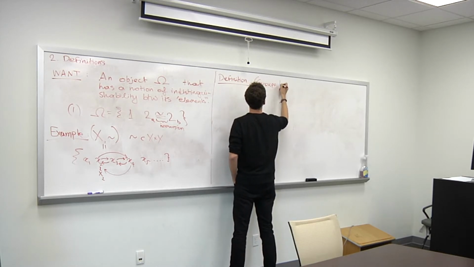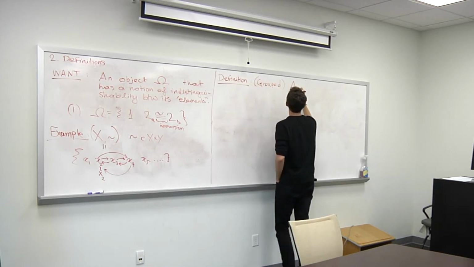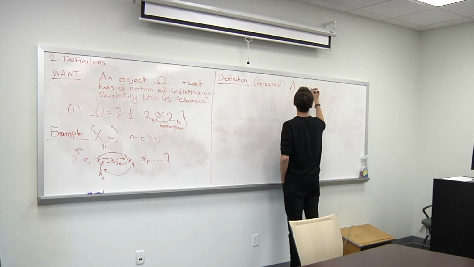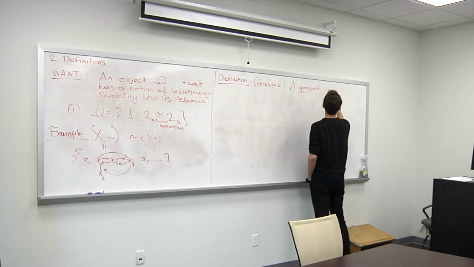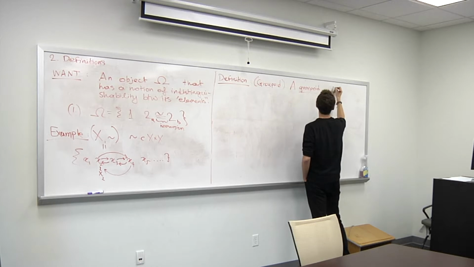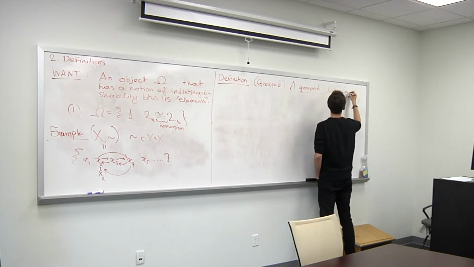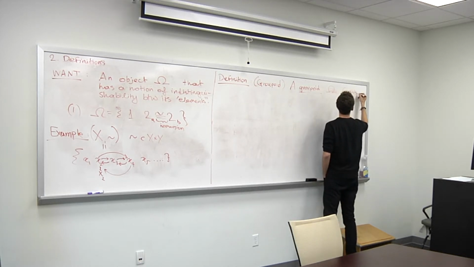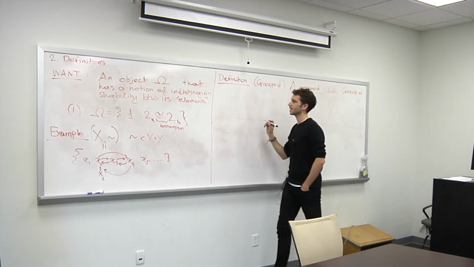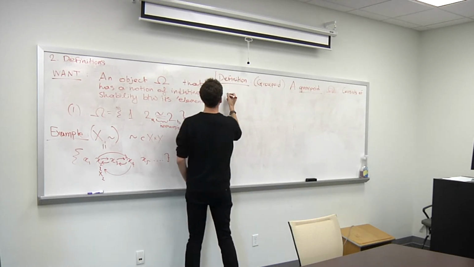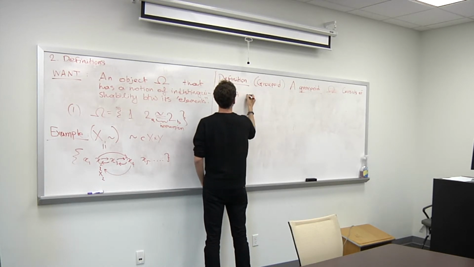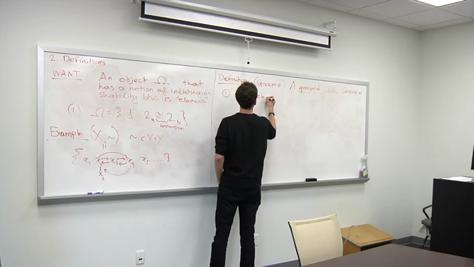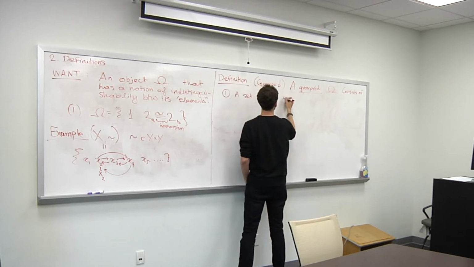A groupoid. So, a groupoid consists of a groupoid X, say. Well, let's write omega. What the hell? Consists of 7 pieces of data, actually. A set written ob omega of its objects.